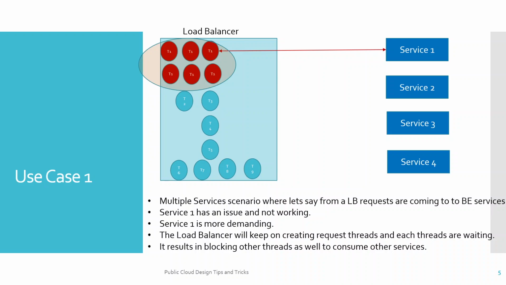It results in blocking other threads as well from consuming the same service and other services. If you can see here, the red threads consuming service 1 keep piling up, and at the same time, because service 1 is not running, the other threads, the blue threads, which are responsible for accessing the other services like 2, 3 and 4, also become slow and start choking. So that is one scenario.